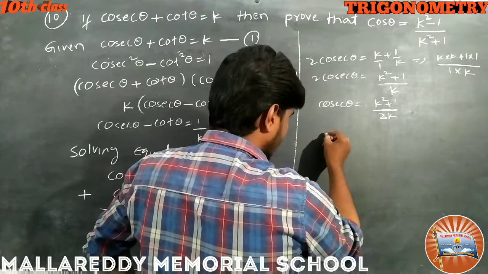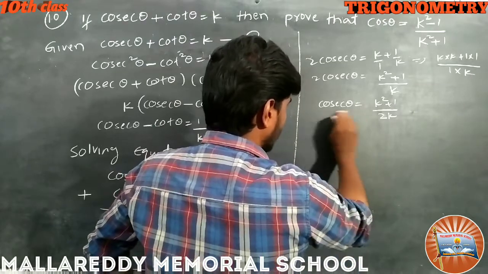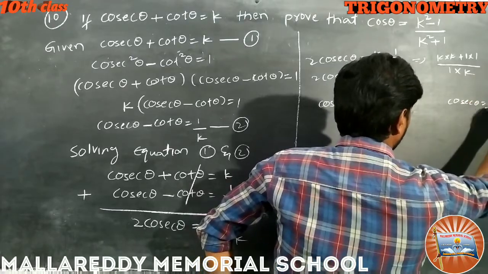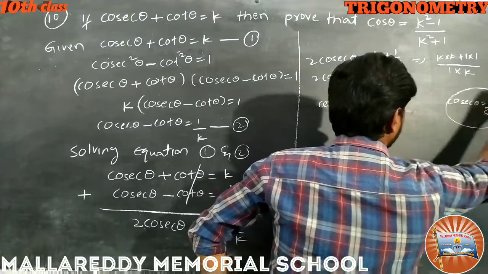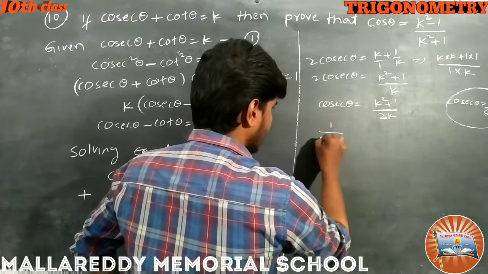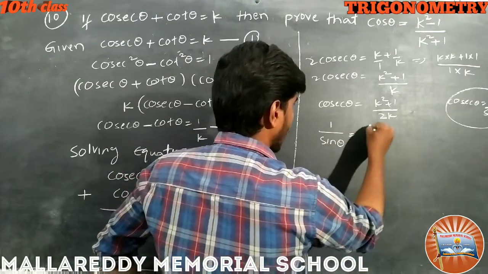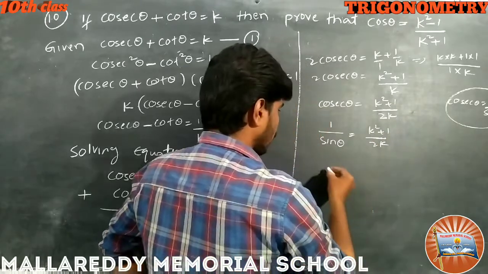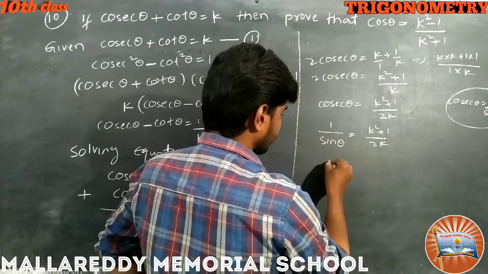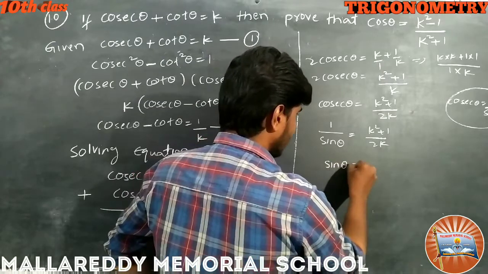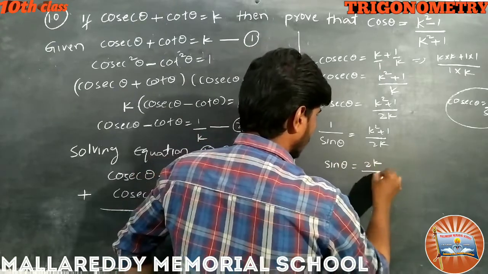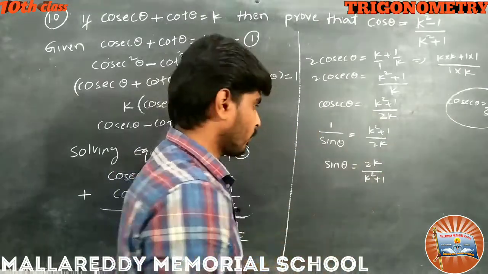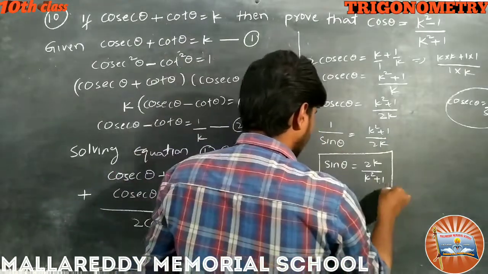If I write it in terms of sin theta, what becomes? This cosec theta we can write as 1 by sin theta, isn't it? So 1 by sin theta is equal to k square plus 1 by 2k. So what becomes? Sin theta is equal to 2k by k square plus 1. I am taking the reciprocal for this. This is the sin theta.